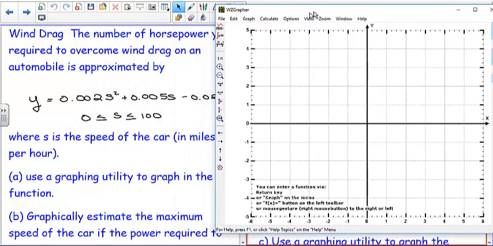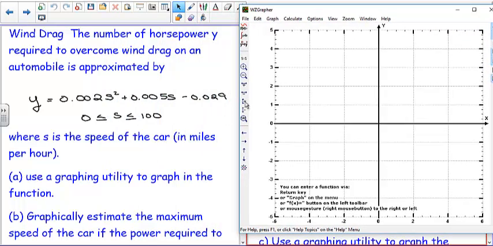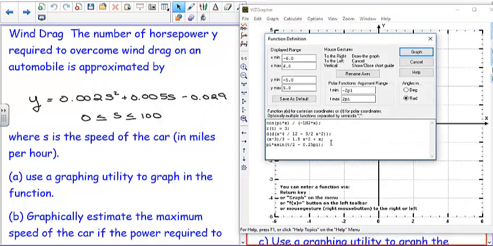So let's move that over to this side. So all we have to do is put it in, and we have to resize it so that we can see what's going on. So you've got 0.002 x squared, so I'm using x because that's what the program requires, plus 0.005 x minus 0.029.